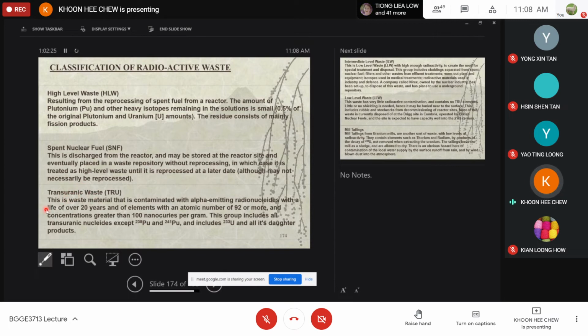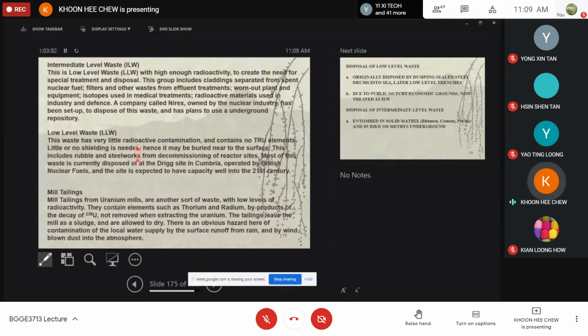Transuranic waste, TRU, this is a waste material that is contaminated with alpha emitting radionuclides with a life of over 20 years, and of elements with an atomic number of 92 or more, and concentration greater than 100 nanocuries per gram. The group includes all transuranic nuclei except plutonium 238 and plutonium 241, okay, and includes uranium 233 and all its daughter products. So this is the transuranic waste, TRU.